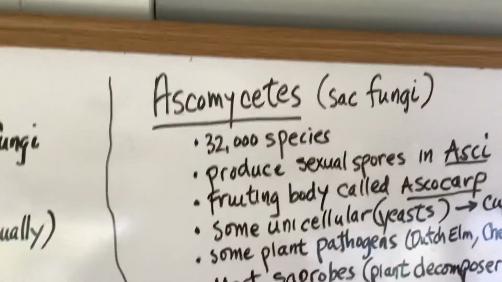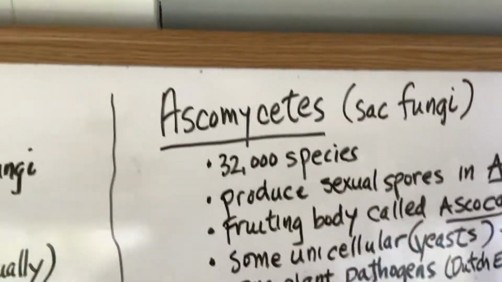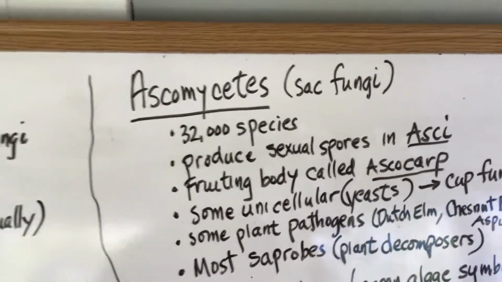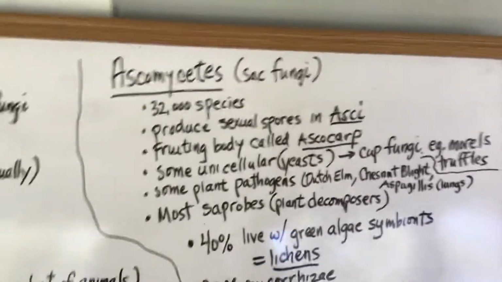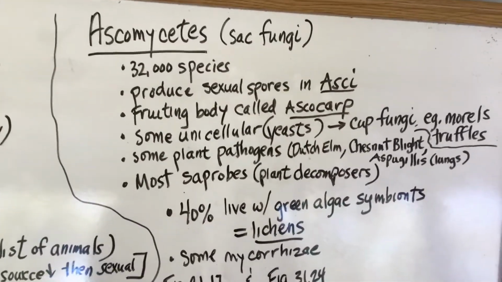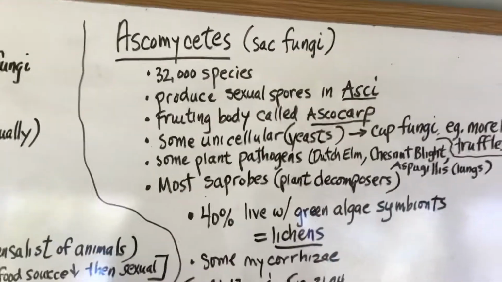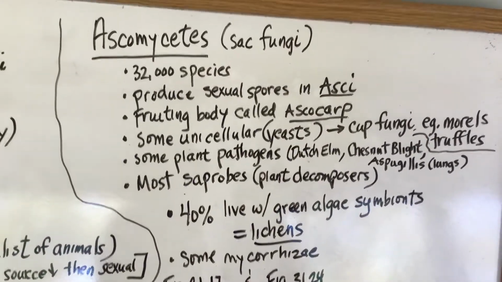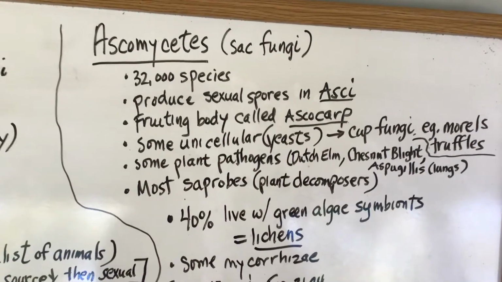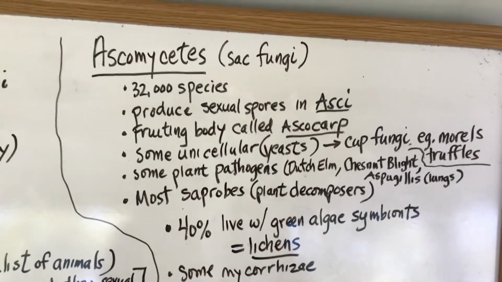All right, so the next group is what we call Ascomycetes. Ascomycetes are called sac fungi. You're going to see why in a bit, because they form these little sac-shaped or cup-shaped things. There's 32,000 species of these, so a whole bunch of different kinds, and they produce bisexual spores in a structure called an ascus.